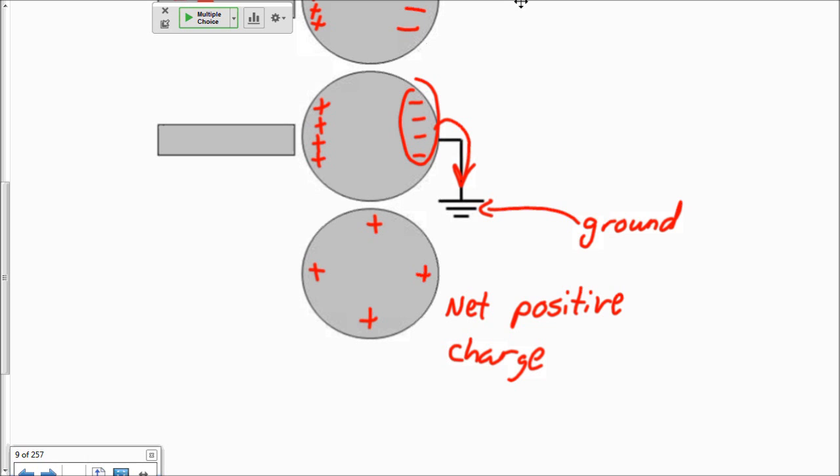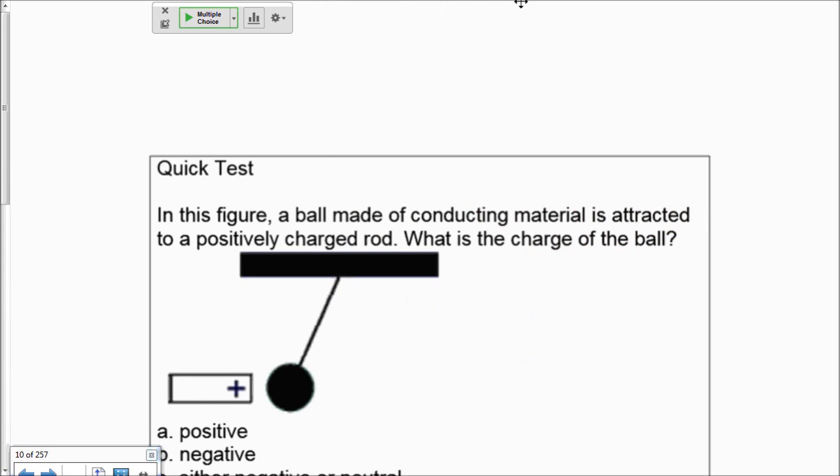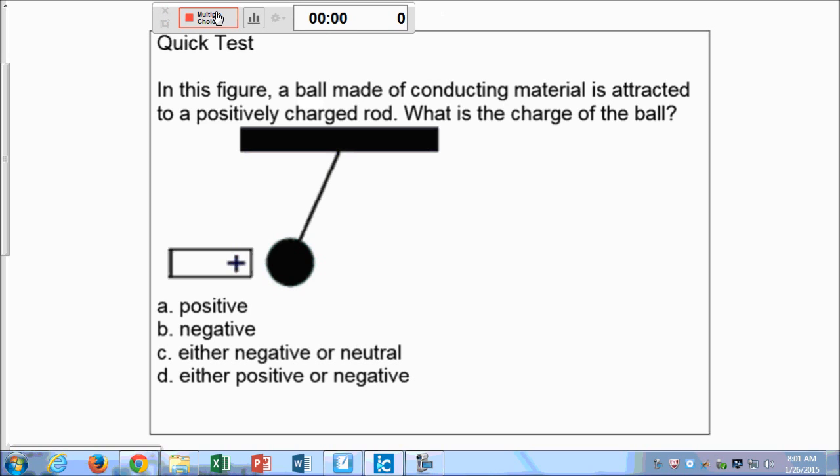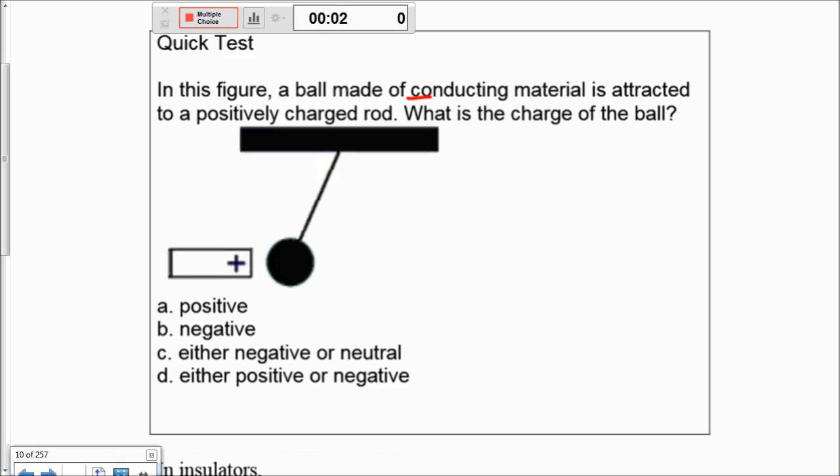All right, let's try a little quick test. In this figure, a ball is made of a conducting material. It's a conducting, not an insulator, it's a conducting material that is attracted to a positively charged rod. What is the charge of the ball? This is an example of a multiple choice question you'd have.